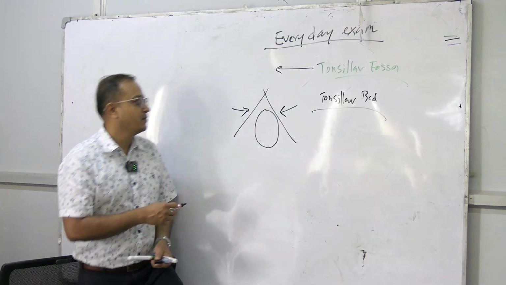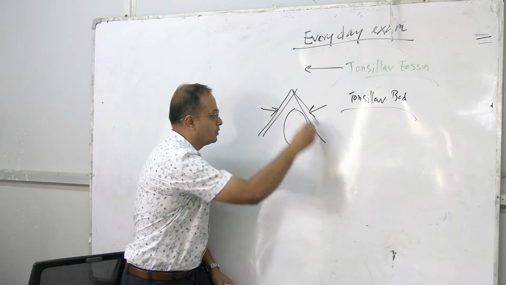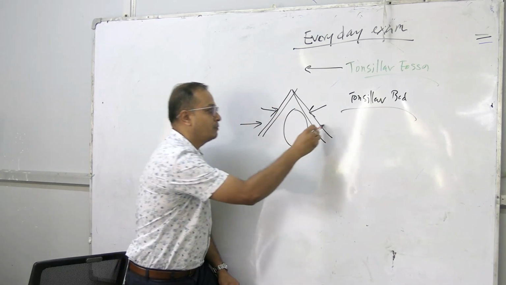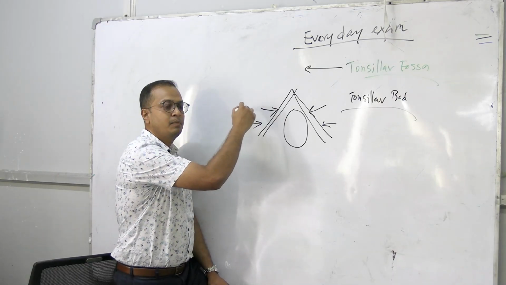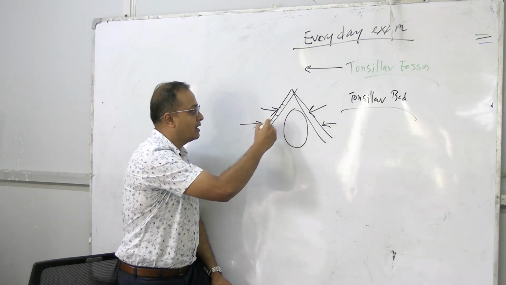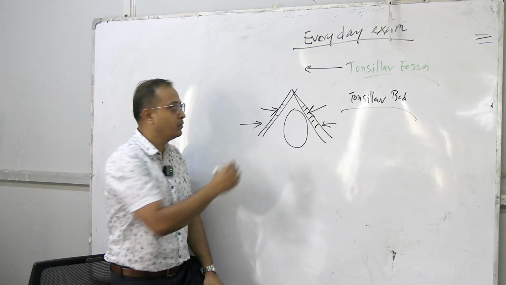So we have two tonsillar pillars. In between, this tonsil is there. These particular pillars we call the anterior pillar and the posterior pillar. The anterior pillar of the tonsil is made by some muscles followed by a mucosal fold. We call it the palatoglossal fold.